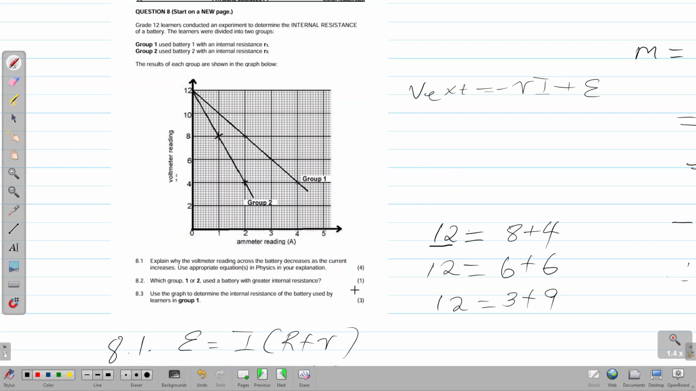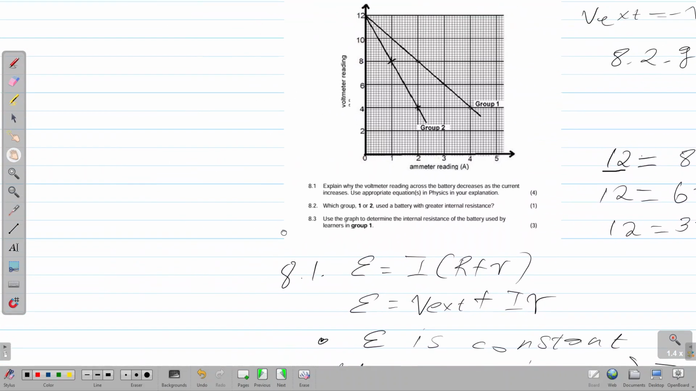So for the greater internal resistance, since this is R, if the gradient is larger, then R is larger. So for 8.2, it's group 2. Why? Because this line is more steep, it has a greater magnitude of gradient. You can calculate the gradient here: from 12 to 4, for example, you drop by 8 over 2, that's 4. But here, from 12 to 4, you also drop by 8, but that's 8 over 4, that's 2. So this one is 4, this one is 2.